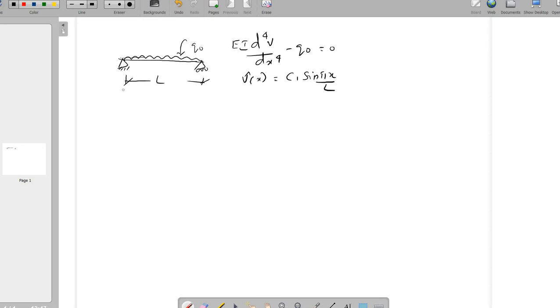So finally we get the residual equation capital R, which is equal to C1 EI pi power 4 by L power 4 sine pi x by L minus Q naught. So this is the residual equation.